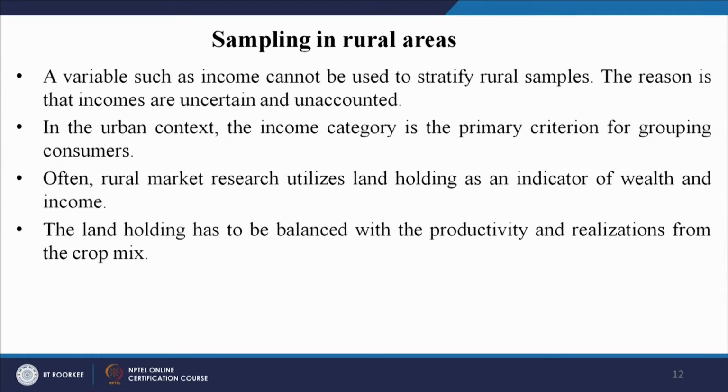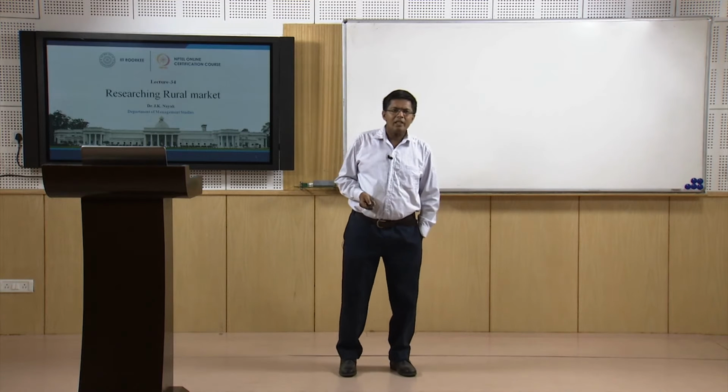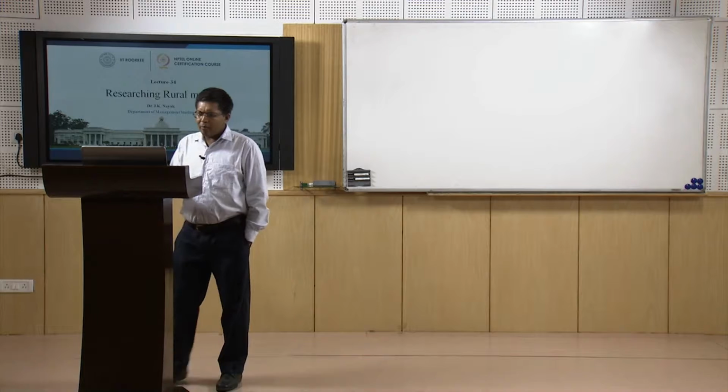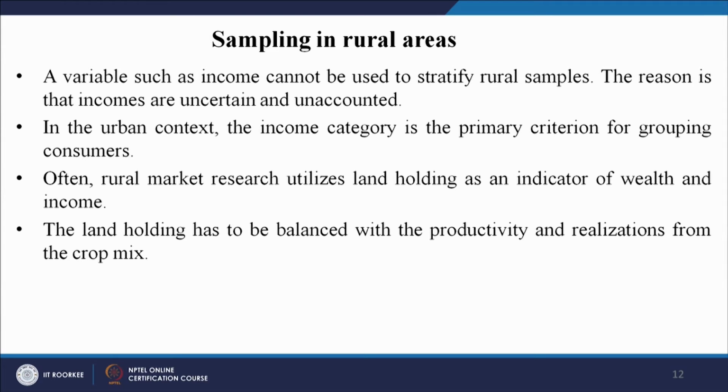As I have told you earlier also, in rural market research, land holding is an indicator of wealth and income. It is not about how much money you have in a bank, but how much land you have. In the urban context, maybe income works. So land holding has to be balanced.